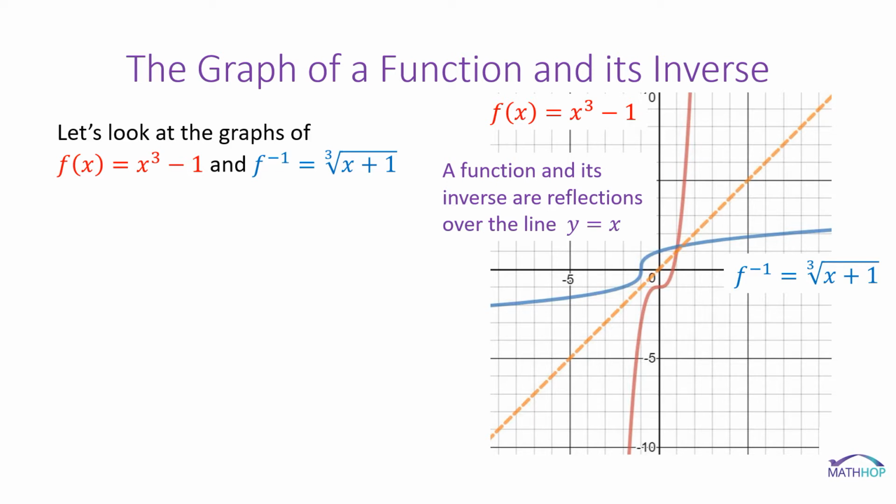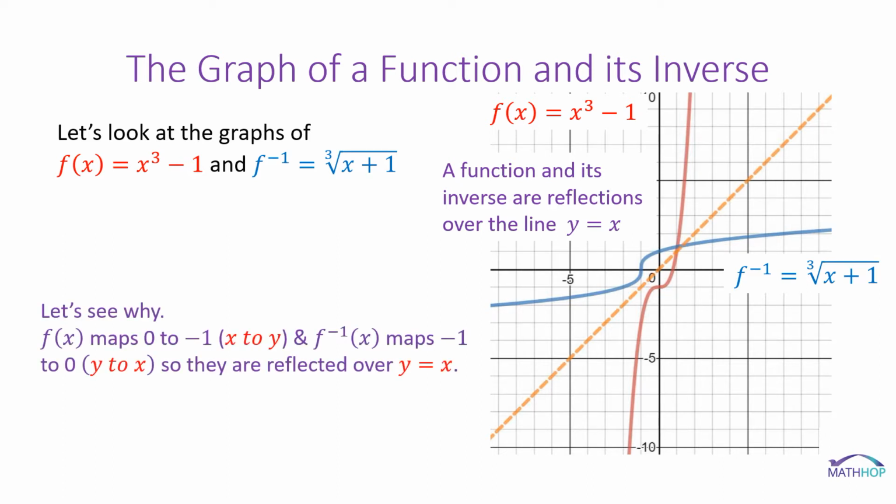Y equals x means for every x input you get back y, right? Well, the function f of x maps 0 to -1 for this, right? Our function gave us 0, -1 right here. So that's x to y. So the inverse better do y to x. So I better see -1 to 0. So -1, 0 is on the inverse. So it makes sense that they're reflected over that y equals x.